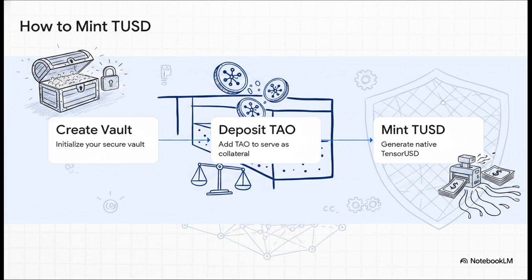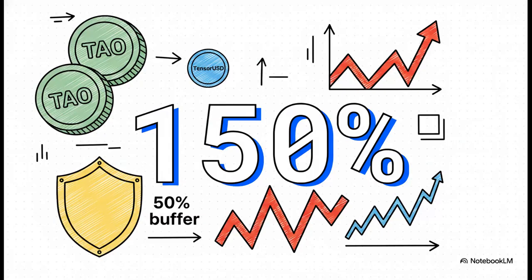But since TAO is obviously a volatile crypto asset, there has to be a safety net so the stablecoin doesn't lose its peg. To keep a rock-solid one-to-one peg to the US dollar, TensorUSD requires a strict 150% minimum collateral ratio. So what does that actually mean for you? Basically, for every $150 worth of TAO you lock up, you can mint a maximum of $100 of TensorUSD. It builds in this huge 50% buffer to just absorb any wild market shocks without the whole system falling apart.